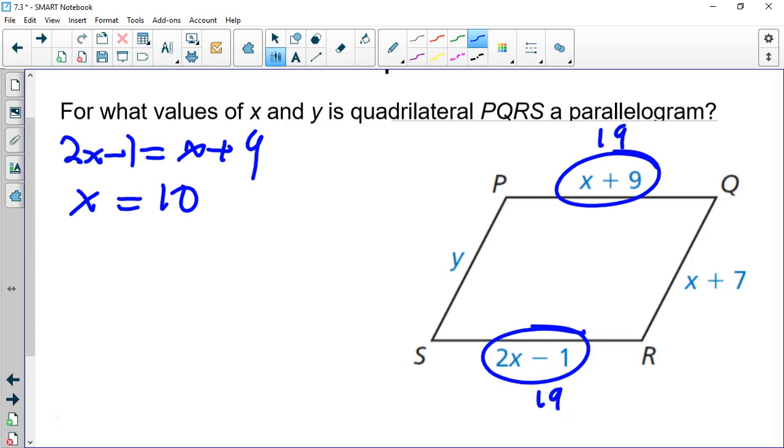We're halfway there. Now, since we know x is 19, we're going to substitute that in right here and find out that this side, QR, is 26. And there's really no math now, except to say that y is also 26, because opposite sides have to be equal.